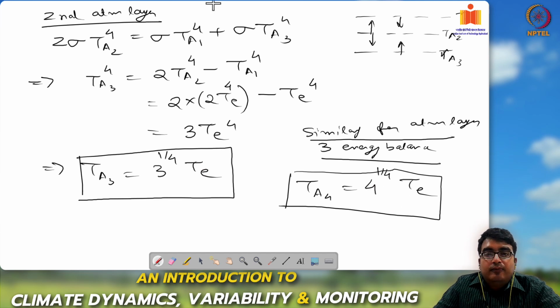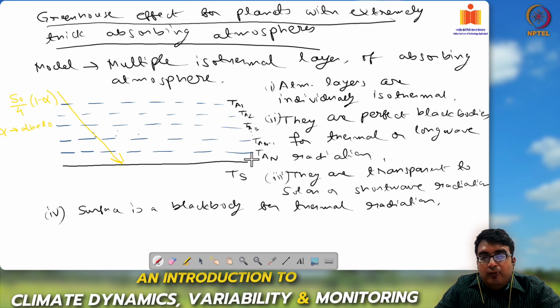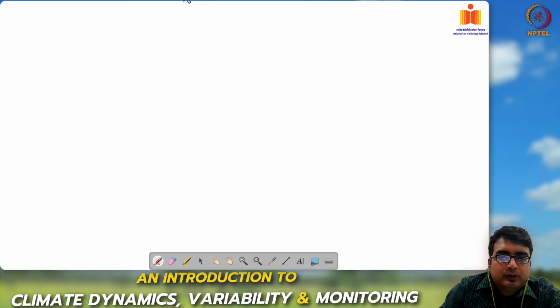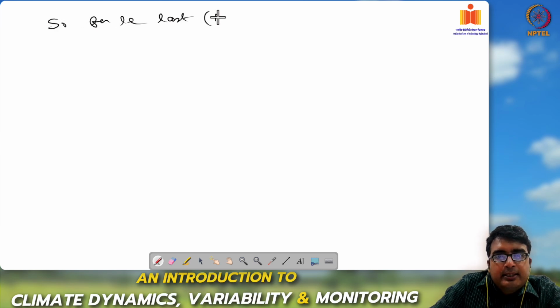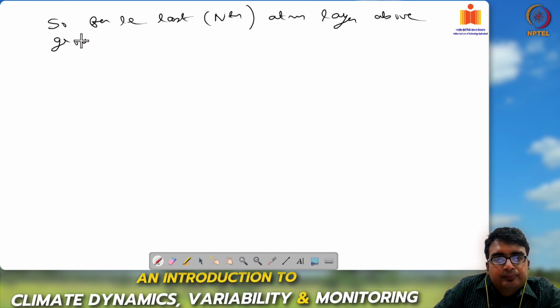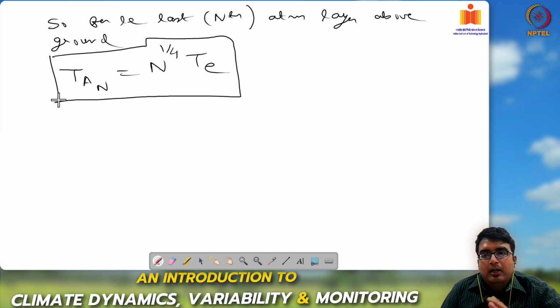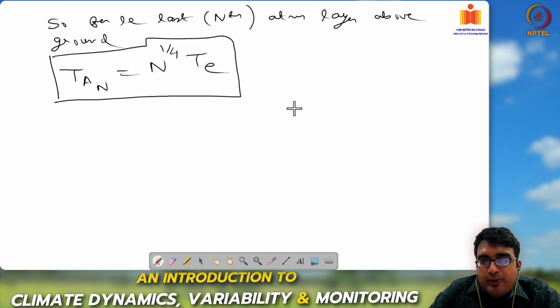Okay. So as you go down and down to finally the last atmospheric layer, so for the last, it is the nth atmospheric layer above ground, TAN equals n to the power 1/4 TE. Okay. Now that we know this, let us do the ground surface balance.